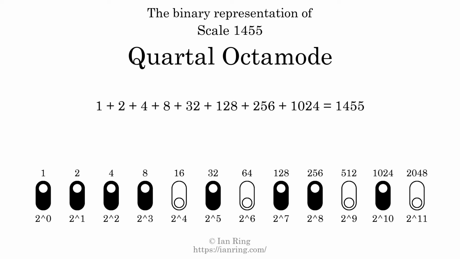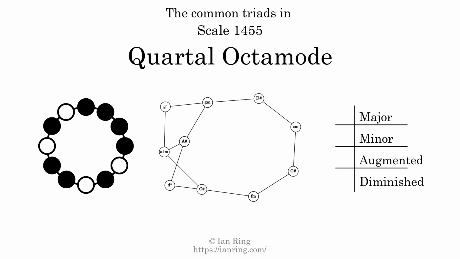The scale number not only enumerates the scale with a unique index, but it also literally describes the tonal content of the scale. Represented as a binary number in base 2, the scale number is 0101101011111. Here are the common triads present in this scale.